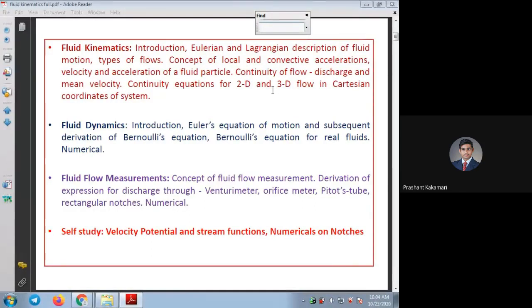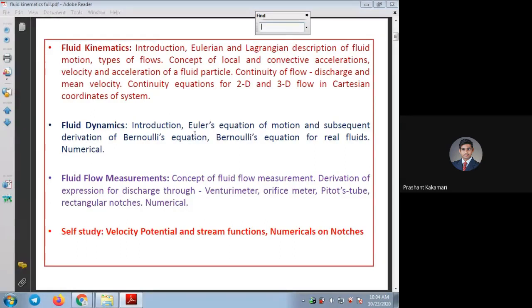Then in fluid dynamics we are going to discuss Euler's equation. See here, Eulerian is different, Euler's equation is different. So Euler's equation in motion with external forces. In fluid dynamics we are going to discuss the flow of the fluid. The fluid is in flow with some external forces or changes in the pressures. So all those things we are going to discuss.